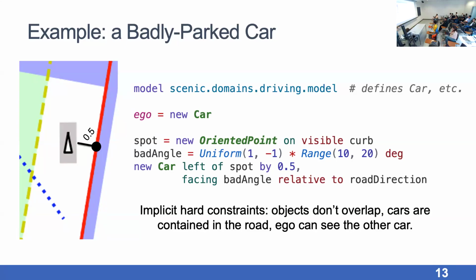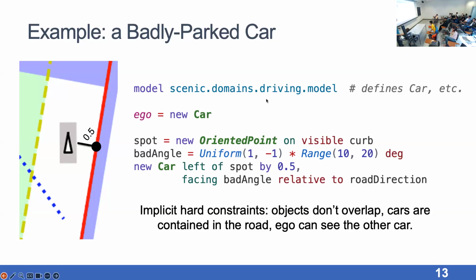We'll talk a little bit more tomorrow. Scenic actually does something a little smarter than this, but that's the basic idea. So things like cars not intersecting each other. The driving model also puts a default requirement on cars that they have to be contained in the road by default. If you want to put a car on the sidewalk, you can, but you have to explicitly say that. By default, cars are constrained to be on the road.